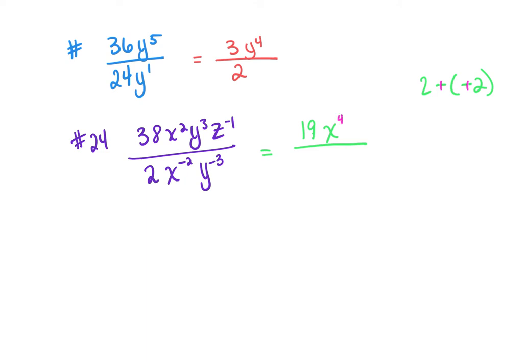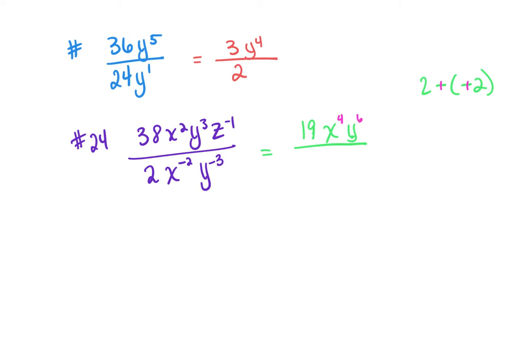All right, let's look at my y's. Where's my larger y? Top or bottom? Top. So I know my y is going to be on top. 3 minus a negative 3. 6, right? It's going to be 6.